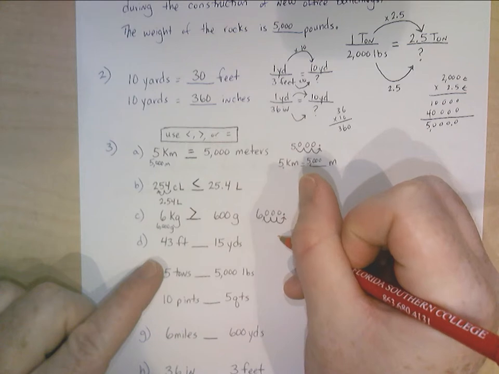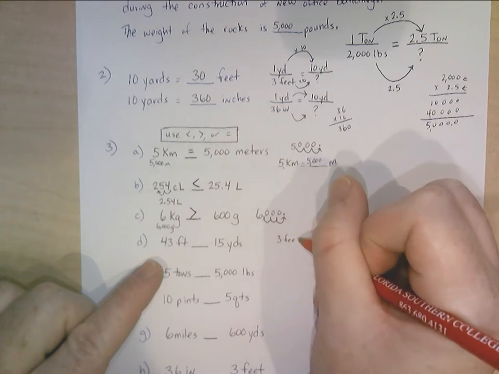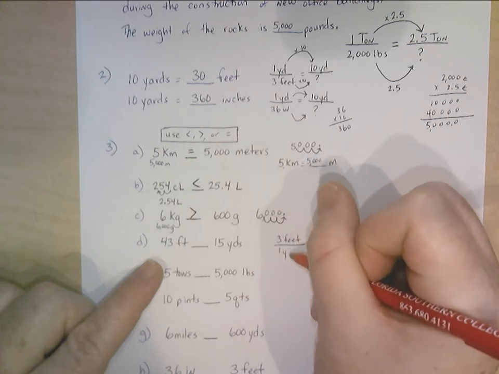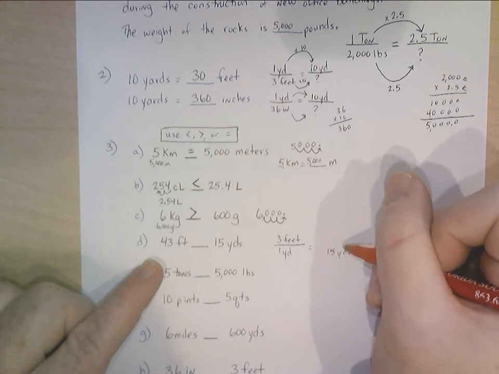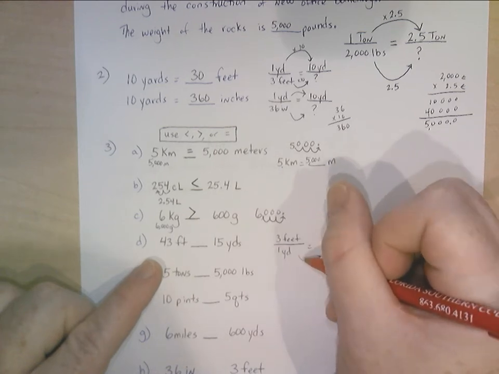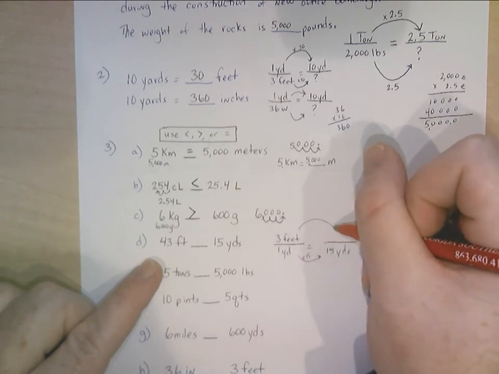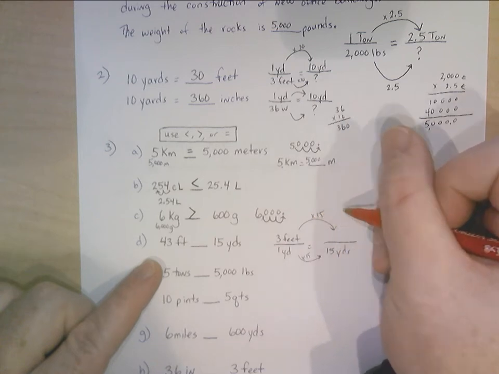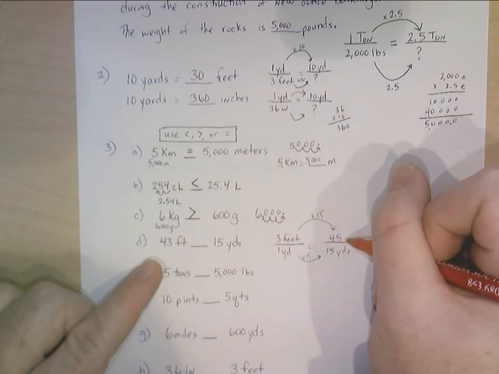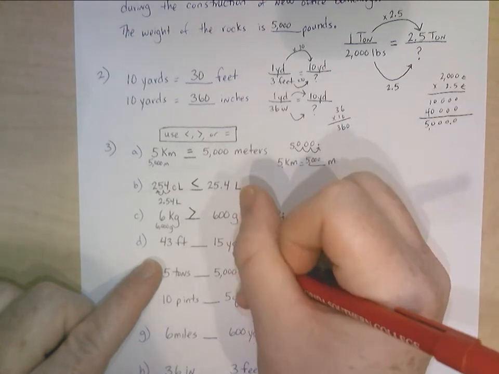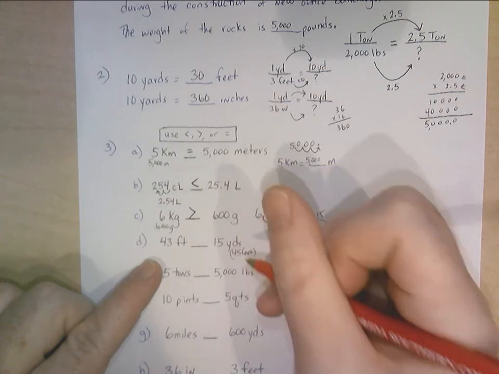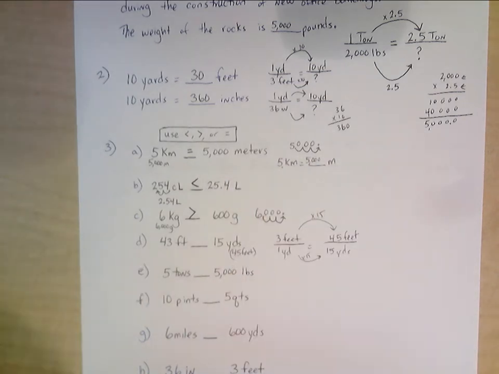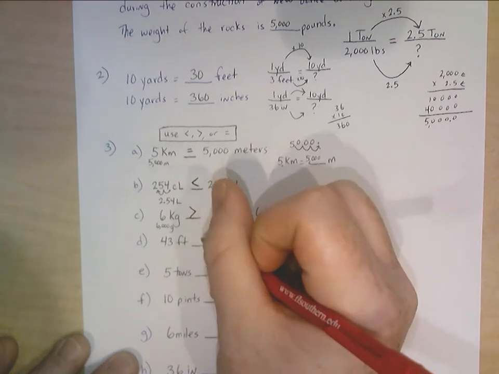So if there's 3 feet in 1 yard, and I've got 15 yards of it, well, that means that goes in 15 times. That means I've got to multiply the top by 15 as well. And I get 45 feet. So this is actually 45 feet is what that's equal to. Now when we compare 43 with 45, we can see that 43 is going to be less than 45.